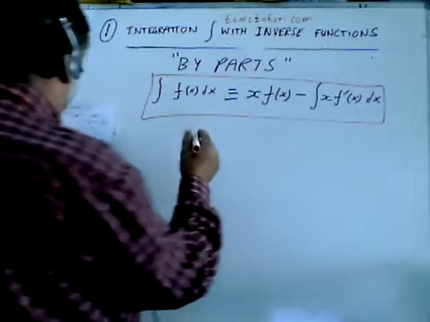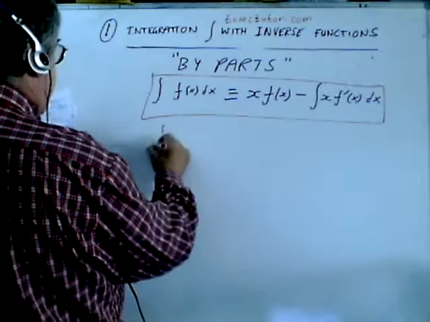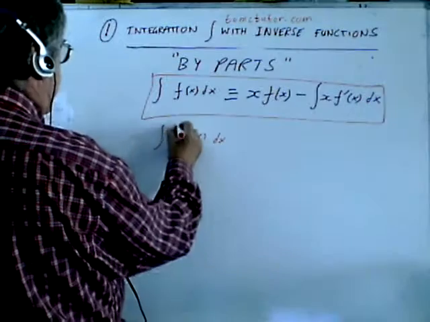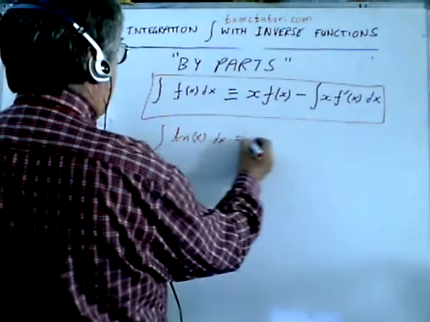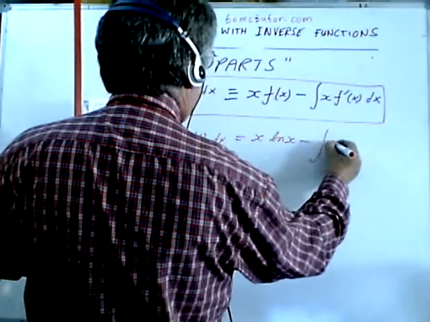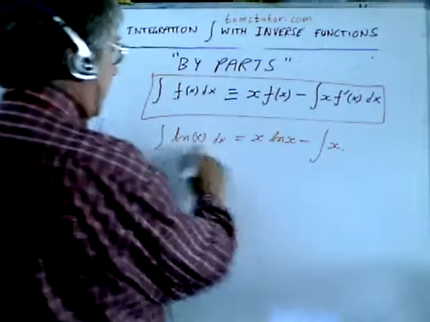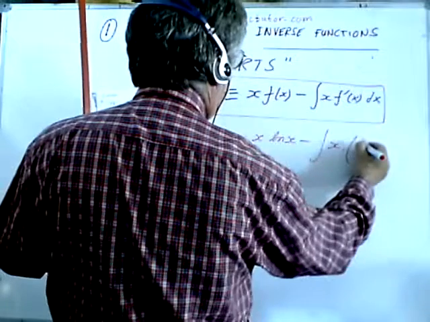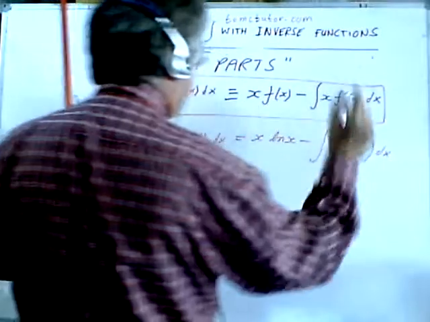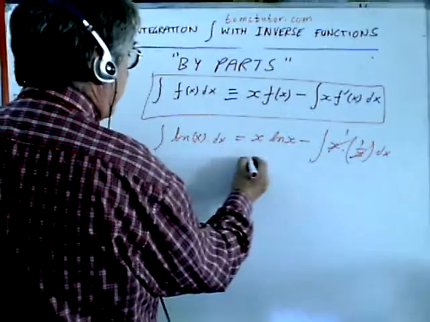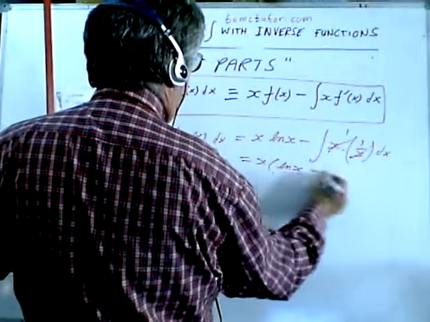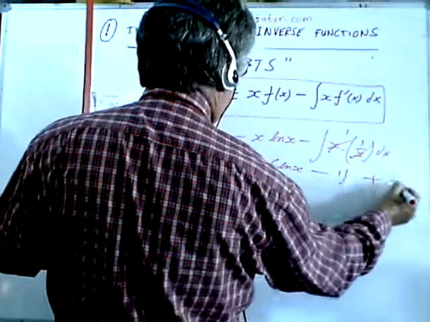So a quick example in the use of this. Say we have to get the integral of ln x dx. So we've got the natural log function. Well, it's simply x ln x minus the integral of x times the differential of ln x, f dash of x, which is just 1 over x dx. And of course all that cancels just to give you 1. So the integral of 1 dx is just x. So this becomes x ln x minus x plus a constant, of course.